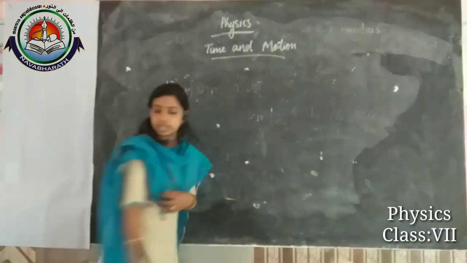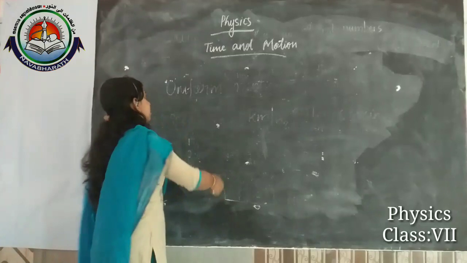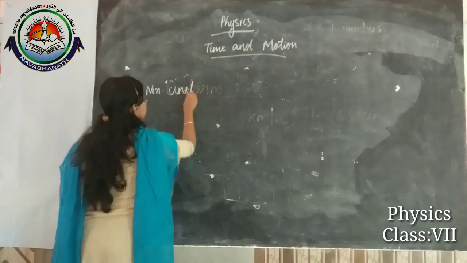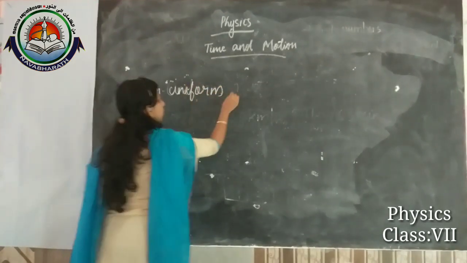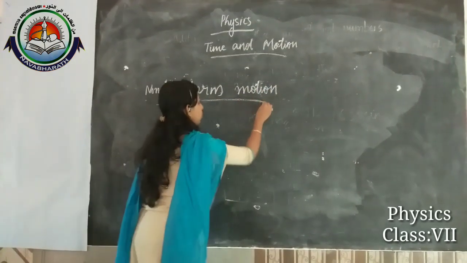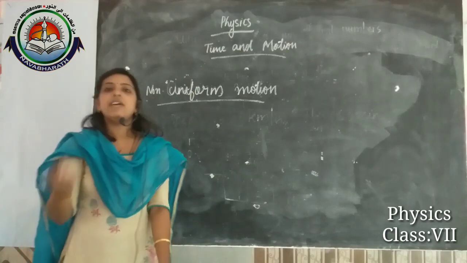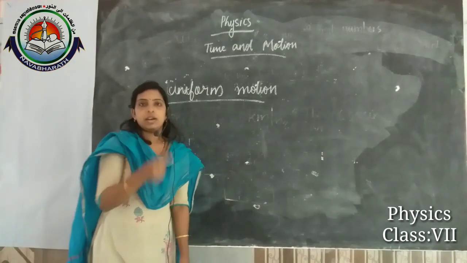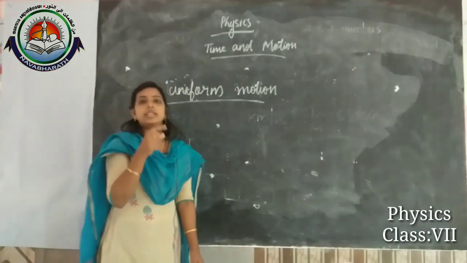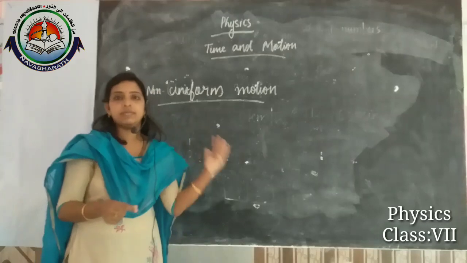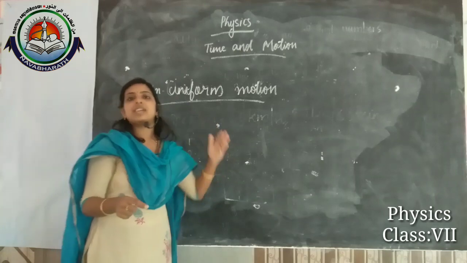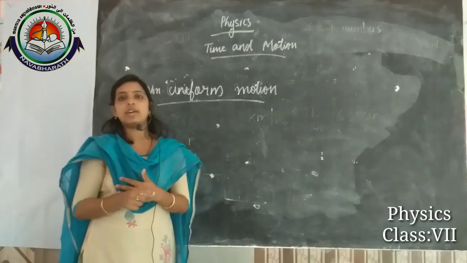Actually, as the name indicates, the non-uniform motion is just opposite to the uniform motion. Non-uniform motion means that when an object is moving along a straight line, the speed of that object keeps on changing, or the object covers unequal distance in equal interval of time.